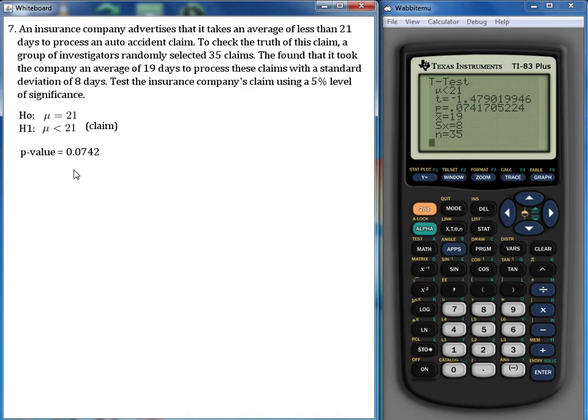And the next thing that I'm going to do is interpret that. So I'm going to take my p-value, which I will write as 7.42%. And then I'm going to take my alpha level, which is 5%, and compare those. So 7.42 is greater than 5%. And since that's greater than, my decision here is to fail to reject the null hypothesis.